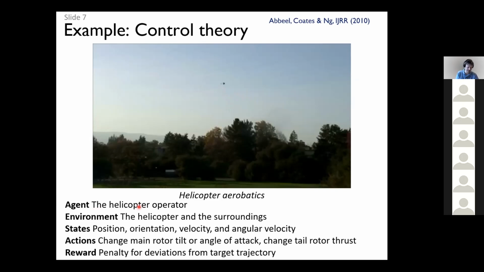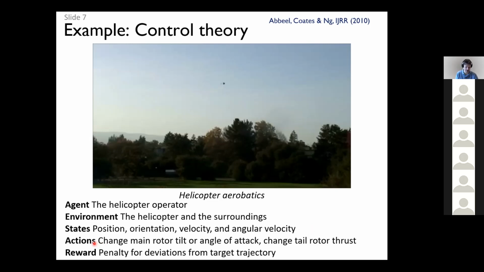And in this case, the agent is the helicopter operator, that is the controller that sends a signal to the helicopter. And the environment is the helicopter and the close surroundings. So basically, it's mainly affected by the wind conditions and, of course, the ground, so it doesn't want to crash. And the states are given by the physical state of the helicopter: the position, orientation, velocity, and angular velocity.